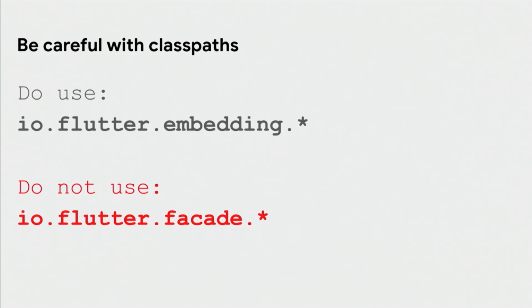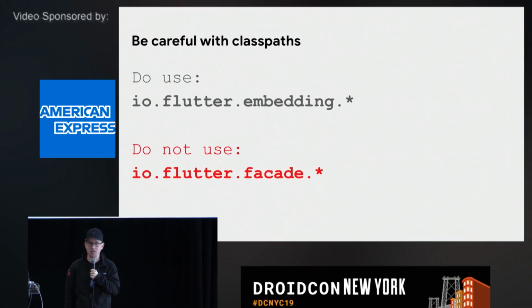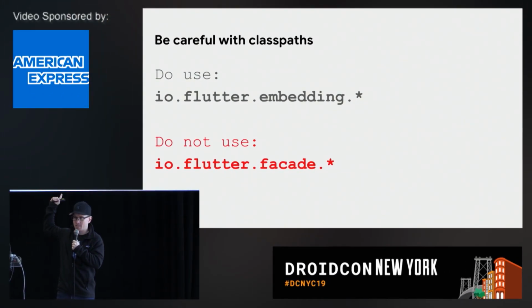Now, a real quick note for those of you getting super excited and you want to go try this right now, just be careful with your class paths. We've had some duplicated class names over the evolution of this code. What you're looking for is what's in io.flutter.embedding. If you use what's under facade, you will be very disappointed and you will have memory leaks and it'll be a disaster. So don't do that. Use the class path there at the top, okay?